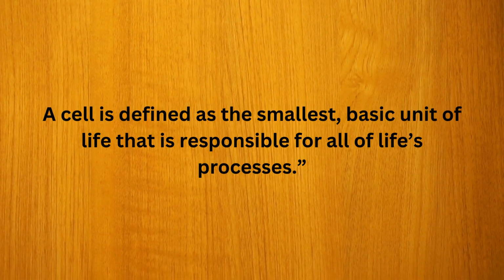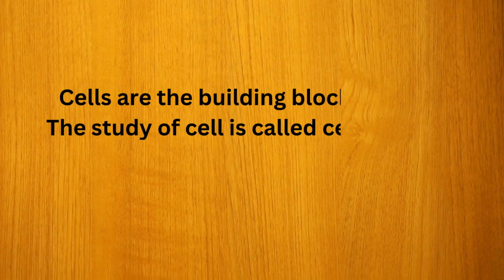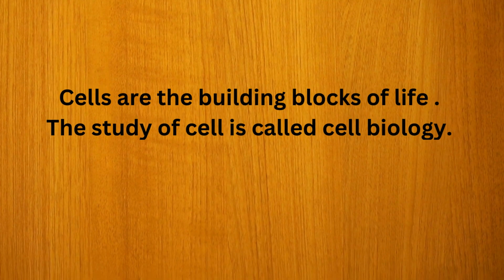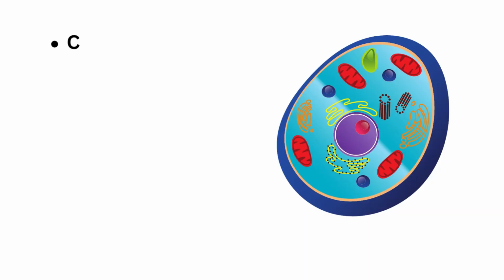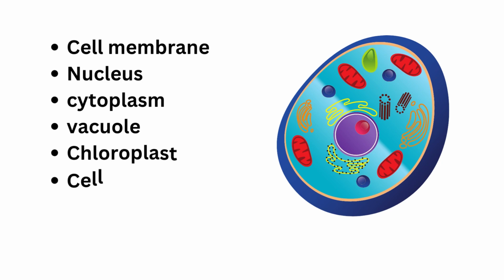Today we are going to start a new topic: characteristics of living things. As you know, all living things are made up of cells. Cells are the building blocks of life. The study of cells is called cell biology. The cell is made up of some components. These components are cell membrane, nucleus, cytoplasm, vacuole, chloroplast, and cell wall.